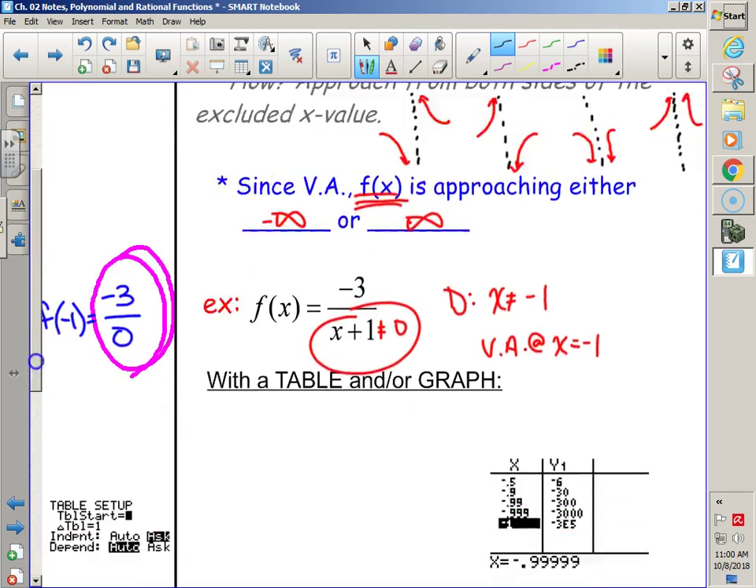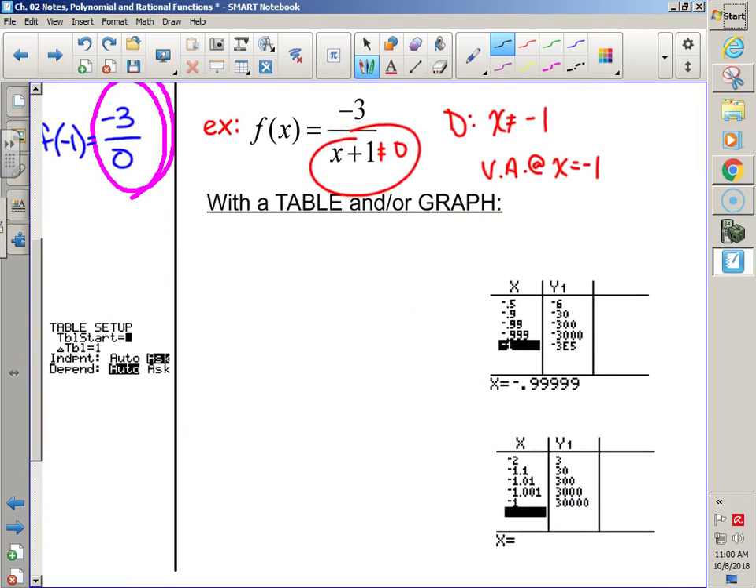Let's come back to the behavior part, though. Okay, we have this function. We've figured out it's a vertical asymptote. It doesn't factor and reduce. It plugs in to be a number over 0. Now what?